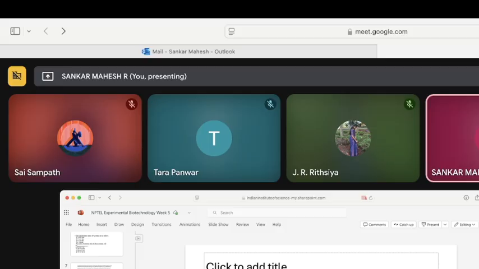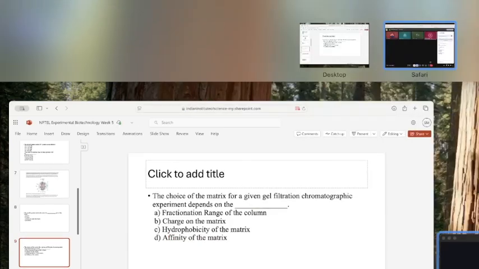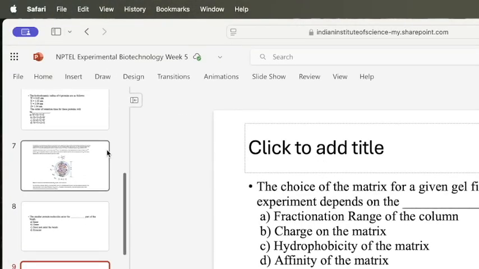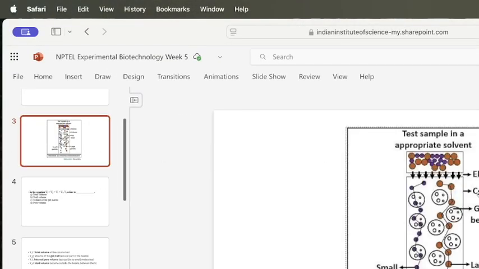Okay, so in gel filtration chromatography, what we need to understand is our proteins can either enter the bead or not enter the bead. So whether our proteins enter the bead or not depends on the size of the protein, which means that we have various ranges for the size of the protein, which again means that we can have various ranges for the size of the pore as well.